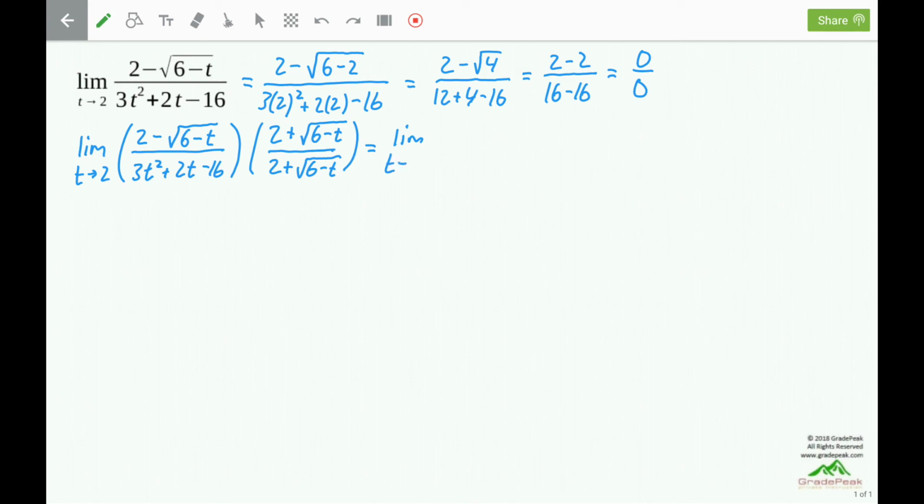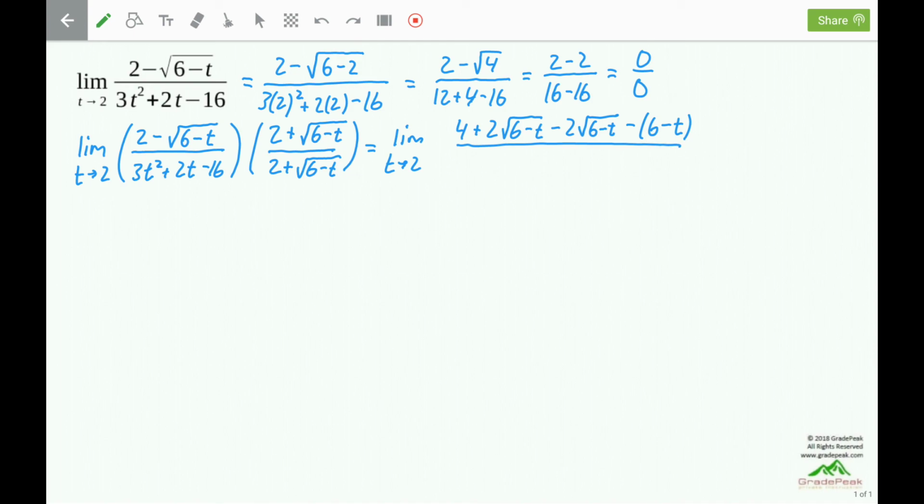And we have the limit as t goes to 2 of. We're going to FOIL out the numerator root conjugate pair. First, 2 times 2 is 4. Outside, 2 times the root of 6 minus t. Inside, negative root of 6 minus t times 2. And last, negative root of 6 minus t times the positive root of 6 minus t will give us a negative of 6 minus t. Be sure to put the 6 minus t in parentheses. That's really important there.